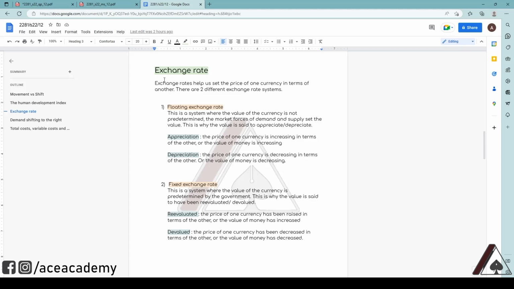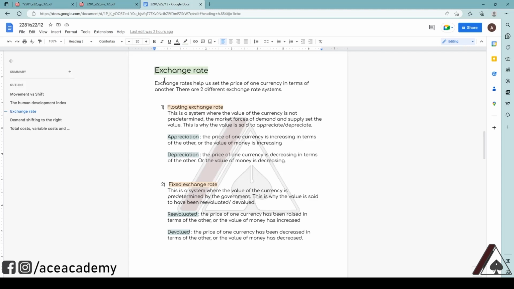In the floating exchange rate, the price of the currency is not predetermined. The market forces of demand and supply set the value, and this is why it is said to appreciate and depreciate, right? Why do we use these words? Even in simple English, appreciation and depreciation is something that happens naturally. Nothing is causing it or forcing it to appreciate. You just naturally appreciate or naturally depreciate in value, right?